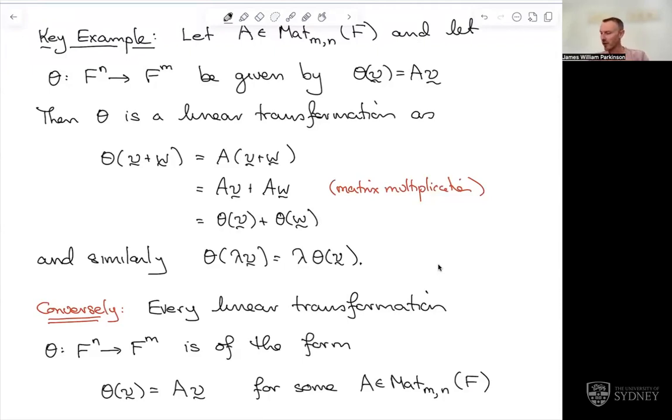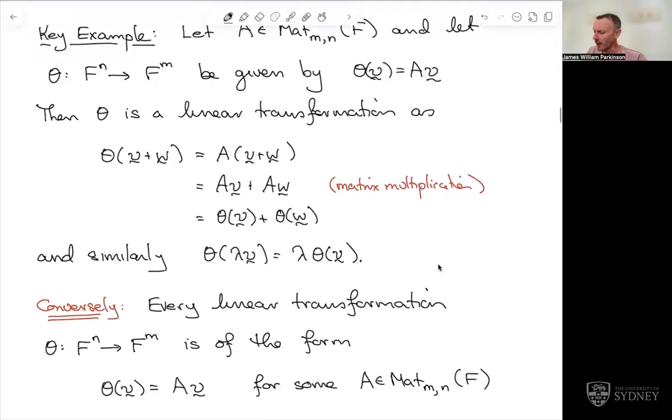Now, just to make a comment, if our vector spaces weren't F^n and F^m, then you can't necessarily write it like this. But as we'll discuss a bit later on, if we have an n-dimensional vector space, it's always isomorphic to F^n. So we can always rewrite theta in this matrix way after fixing isomorphisms of our n-dimensional space with F^n and our m-dimensional space with F^m. But actually, I'm getting ahead of myself. That's really what we'll talk about on Tuesday, with matrix representations.